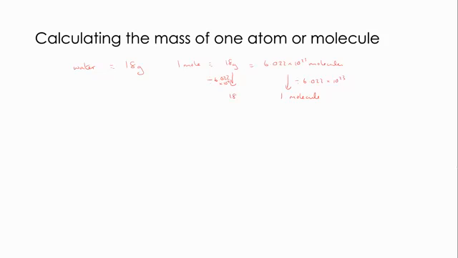So that will give me 18 divided by 6.022 times 10 to the 23 in grams. And if I stick that into my calculator, that's going to give me 2.99 times 10 to the minus 23 grams. So 1 molecule of water is going to have a mass of 2.99 times 10 to the minus 23 grams.